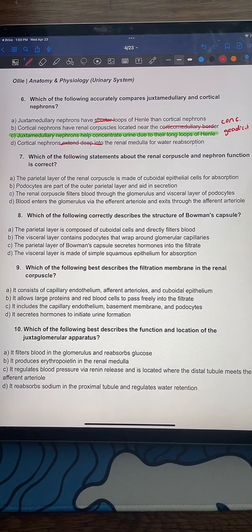Which of the following statements about the renal corpuscle and nephron function is correct?